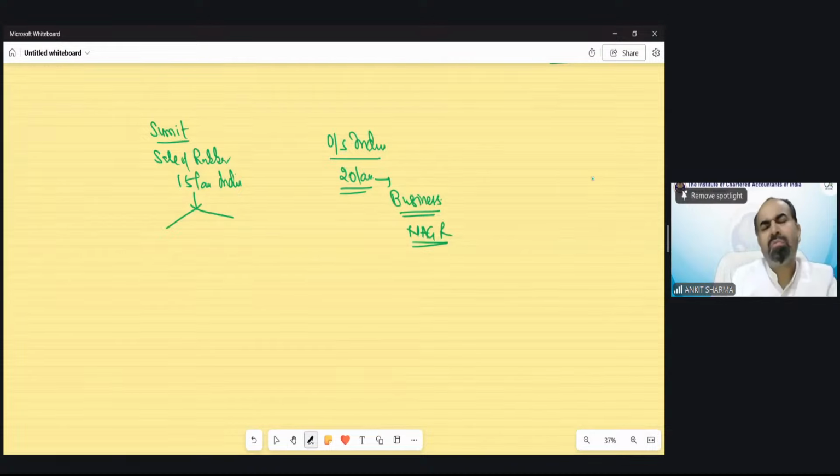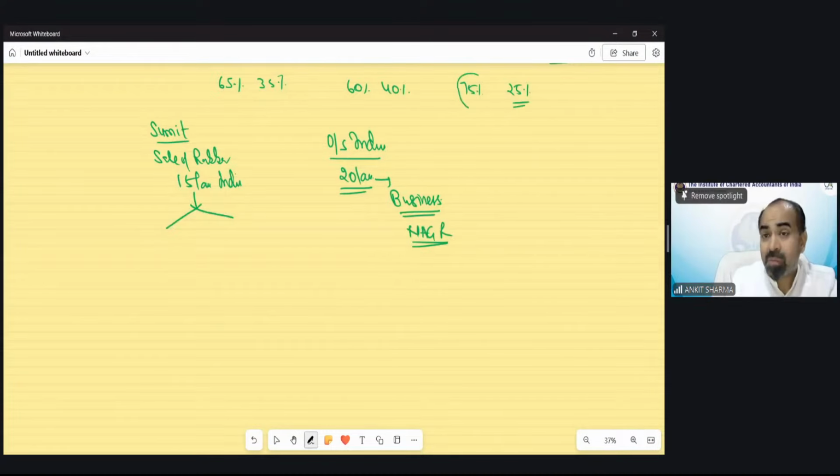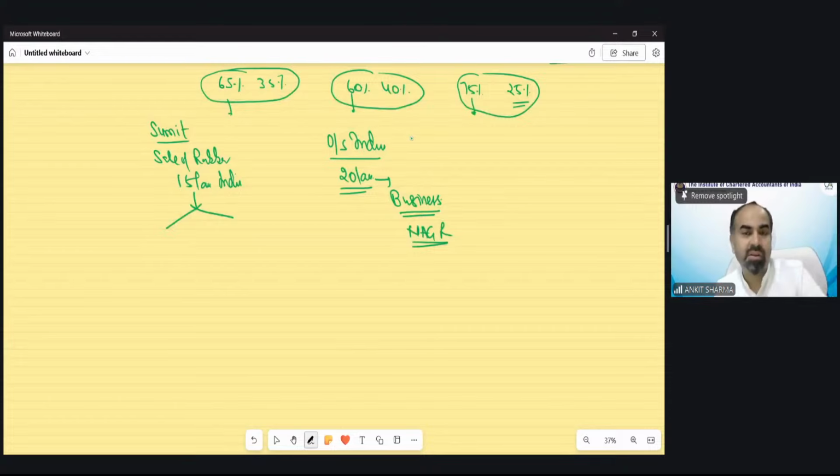And you must remember that the percentage is 65, 35 for rubber. For coffee and tea, it's 60%, 40%. For roasted coffee, it was 75%, 25%. So if you ever forget which is exempted and which is taxable, always remember the higher would always be agricultural income in all cases. The higher percentage is agricultural. So technically the lower percentage would always be non-agricultural or taxable.